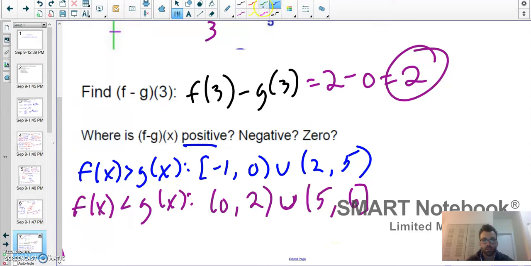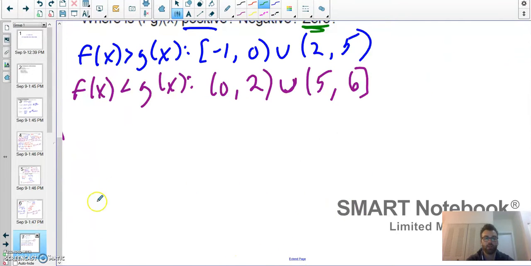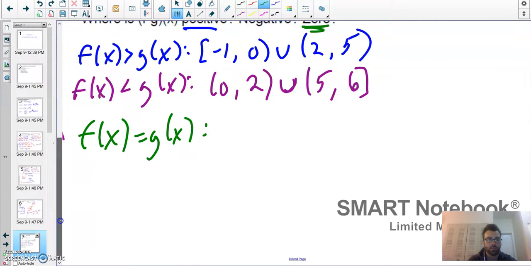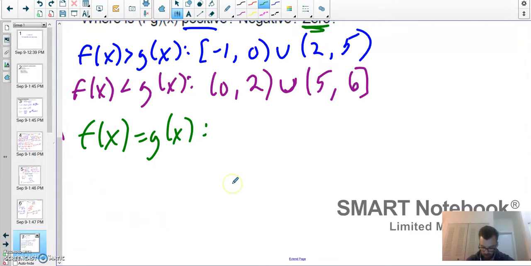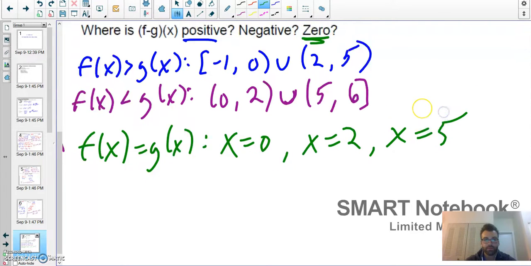Lastly, where is f of x minus g of x equal to 0? Well, if we know anything about functions, that's when our functions are equal, or where they intersect. Where do they meet on our graph? Okay, think about systems of equations. All right, well, they intersect here, intersect there, intersect there. So x equals 0, x equals 2, and x equals 5. So where are they equal? At x equals 0, x equals 2, and x equals 5.